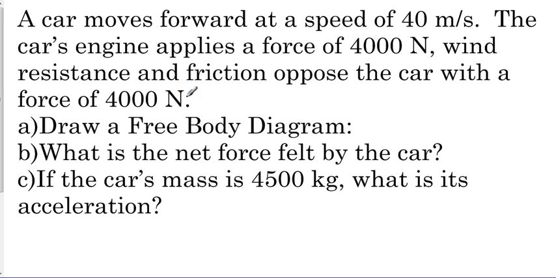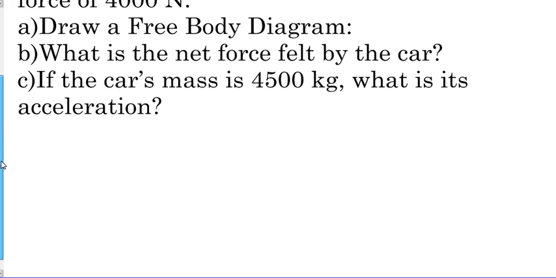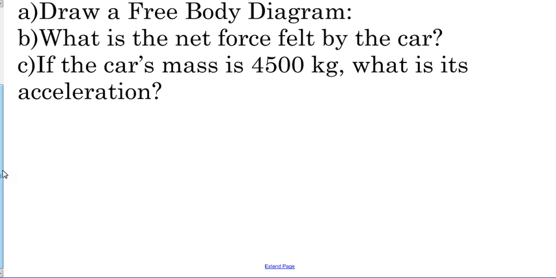For the next problem, a car moves forward at a speed of 40 meters per second. The car's engine applies a force of 4,000 newtons. Wind resistance and friction oppose the car with a force of 4,000 newtons. A, draw a free body diagram. B, what is the net force felt by the car? And C, if the car's mass is 4,500 kilograms, what is its acceleration? So, let's draw a free body diagram first.